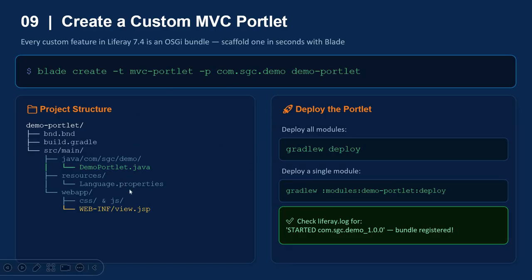And once you create it, you will see the structure of your portlet something like this, and then deploy the portlet. Once you have created it, you can deploy using this command. How you can deploy, and from which location: first you have to go to your workspace. In the workspace you have to type this command, gradlew :modules:demo-portlet:deploy. Once you run this command, it is going to deploy it. In the console you will see something got started.